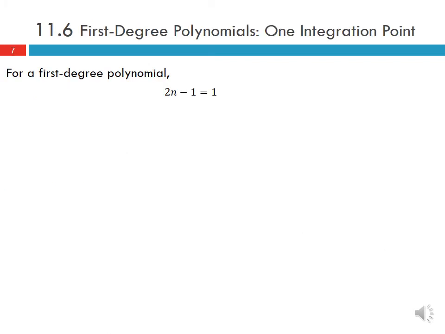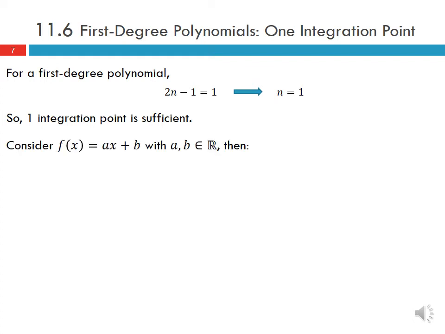So for a first degree polynomial, the order is 2n-1, which is equal to 1, which means that n is equal to 1. So that means one integration point is sufficient to exactly calculate the integral for a first degree polynomial. So if we consider the function f of x is equal to ax plus b, then our integral is defined here. So the integral from -1 to 1 of ax plus b is equal to x squared over 2 evaluated between our integration limits, which is equal to 2 times f(0).